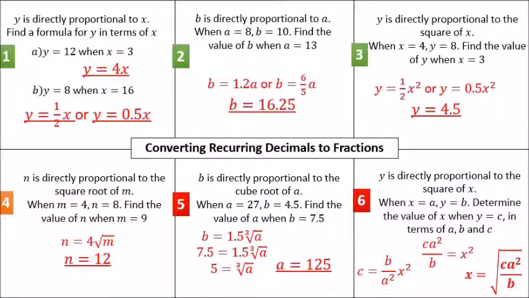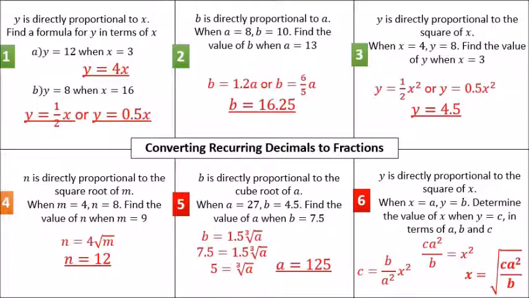For question 2, b is directly proportional to a, so b, then the proportionality symbol, then a, so b equals ka. If we replace b with 10 and a with 8, we can get the value of k to be 1.2 or 6/5. And then we need to find the value of b when a equals 13. So b would then be 6/5 of 13, which is 16.25 or 16 1/4.